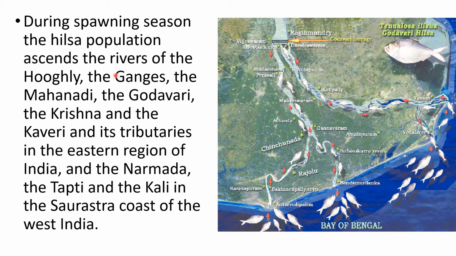During spawning season, the Hilsa population ascends the rivers of the Hooghly, the Ganges, the Mahanadi, Godavari, and Krishna, and the Kaveri and its tributaries in the eastern region of India, and the Narmada, the Tapti, and the Kali in the Saurashtra coast of the West India. So, in almost all major rivers of east and west, you could find this Hilsa fish, meaning that it will ascend to almost all freshwater rivers during its spawning season.